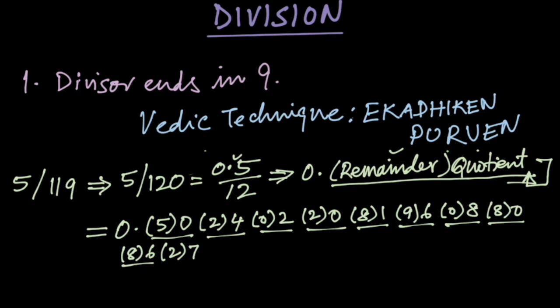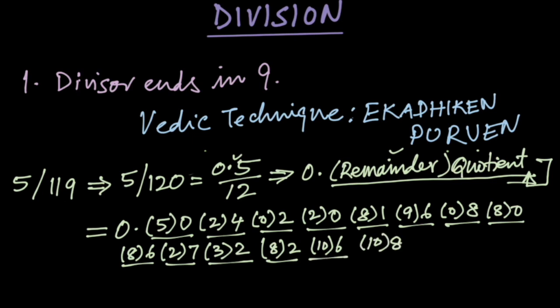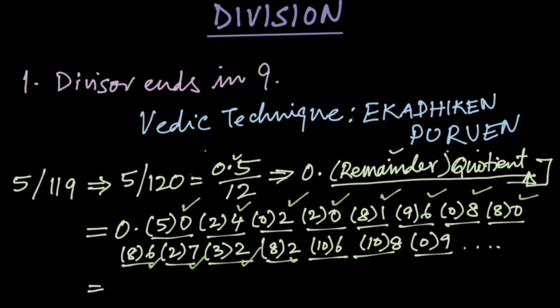Then 86 by 12, 7 quotient, 2 remainder. Then 27 by 12, 2 quotient, 3 remainder. Then 32 by 12, 2 quotient, 8 remainder. Then 82 by 12, 6 quotient, 10 remainder. Then 106 by 12, 8 quotient, 10 remainder. Then 108 by 12, 9 quotient and 0 remainder. And we can keep on doing like this. Now to get the answer, we just have to pick all the quotients from the above expression. So we get this as answer.